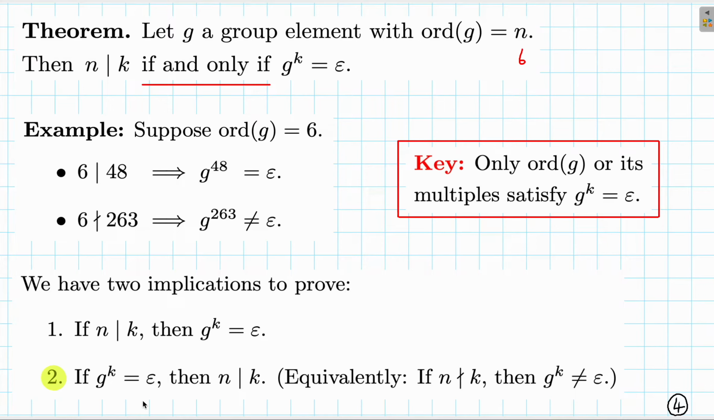Another comment I'll make is that in the classwork, in particular in problem 6, you actually prove the contrapositive of this second implication, namely, if n is not a divisor of k, then g to the k doesn't equal the identity element. So we've already proven this once, but I like to prove the original version without resorting to its contrapositive. And so that's what we're going to do next.